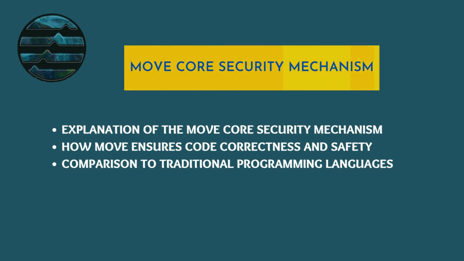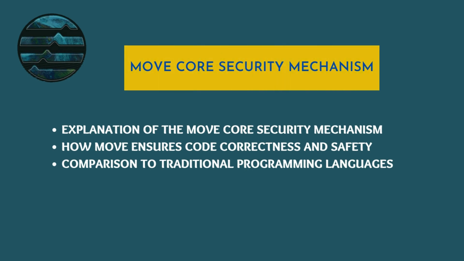Another key aspect of the Move core security mechanism is its use of formal verification techniques. Move programs can be verified using automated tools to ensure that they meet certain safety and correctness properties. This makes it possible to prove that a smart contract is free from certain types of vulnerabilities before it is deployed to the blockchain. Move also has a strict typing system that ensures that data is used and manipulated correctly.